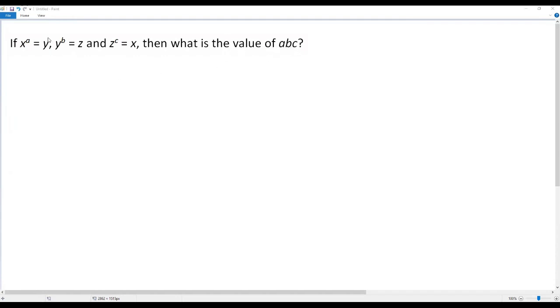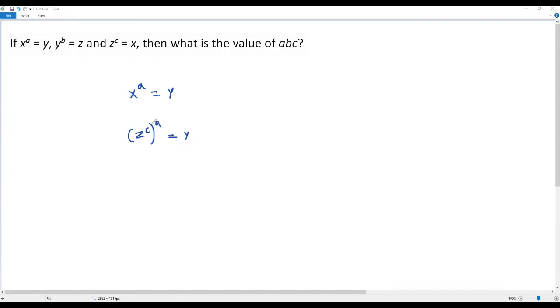Okay, now let me consider the first equation we have over here, that is x to the a power equals y. Now let's consider the third equation. Here is z to the c power equals x. Since z to the c power equals x, we can plug in this one for x over here. Then we get z to the c power, and we can take this exponent a as it is, equals y.